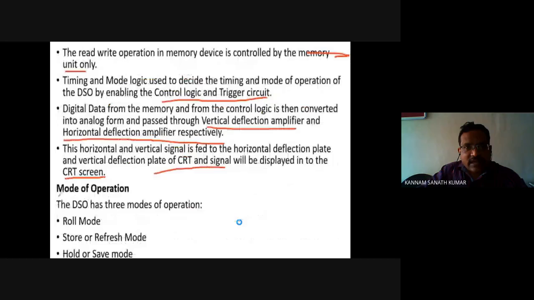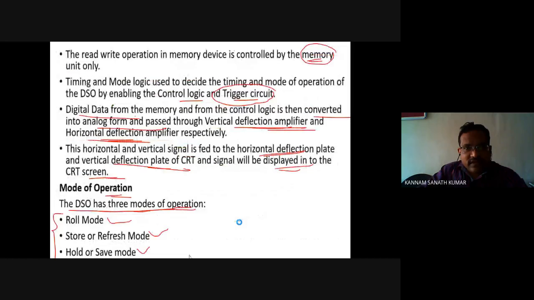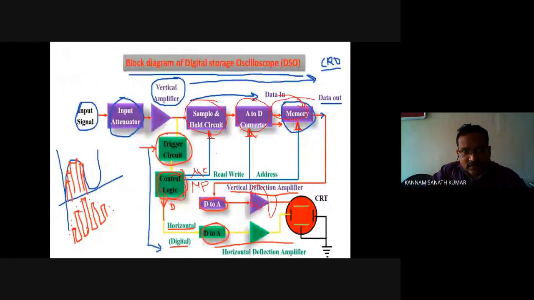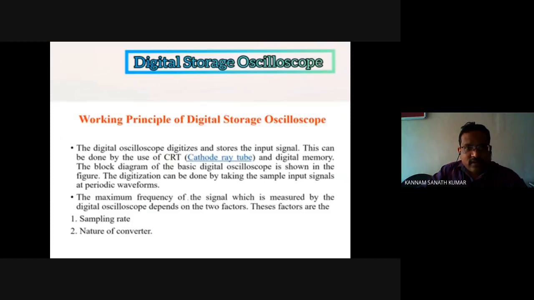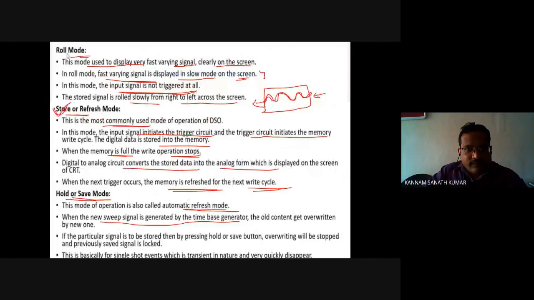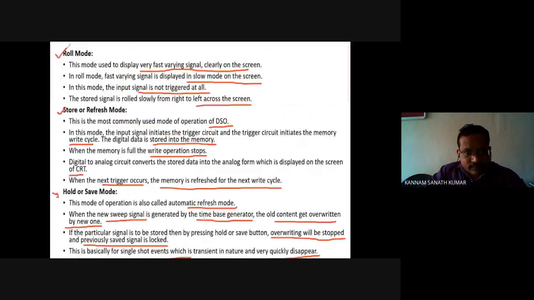So if you see the time base generator, where is the time base generator? This is the time base which is coming to the horizontal deflection plate. That is nothing but the time base generator. It will generate the sweep or sweep waveform, or sawtooth ramp waveform. So here what happens?